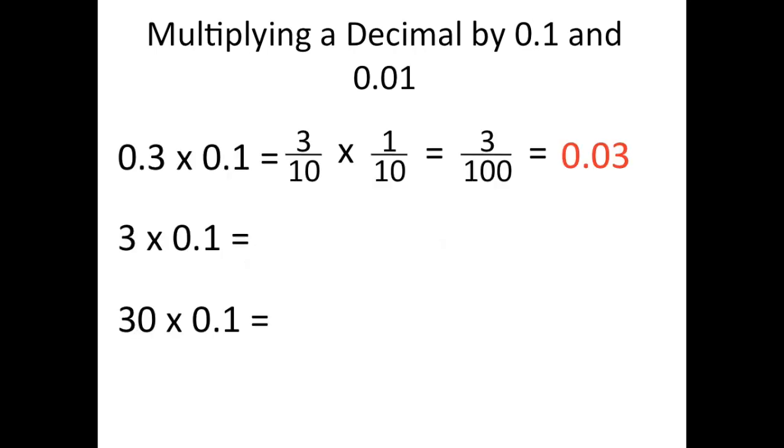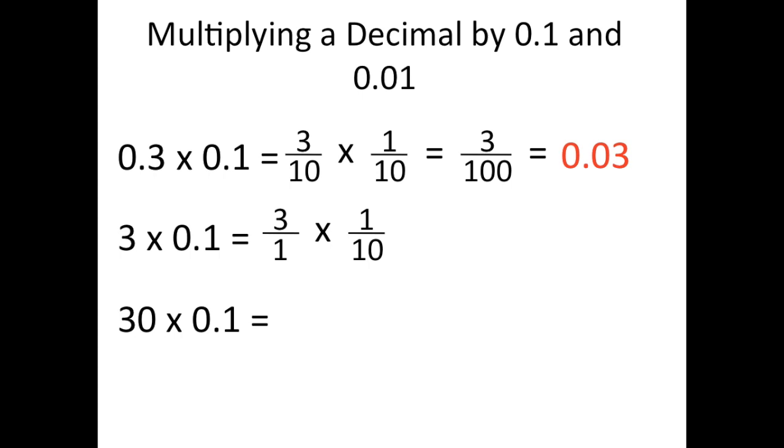Let's take a look at two more problems together. I've kept our work from the first problem we just completed up on the first line here. This time, let's take a look at the second problem, 3 times 1/10. Again, I'm going to write both numbers as a fraction. 3 written as a fraction is 3 over 1. Remember, all whole numbers have a 1 in the denominator. 1/10 written as a fraction is 1 in the numerator, 10 in the denominator.